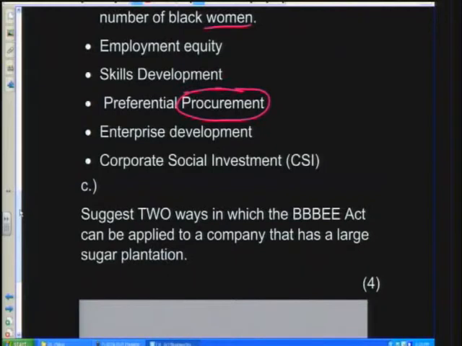BBBEE, and I'm waiting for what does this mean? Procurement. Think about human resources management. That's the only clue I'm going to give to you, and we're going to come back to that.